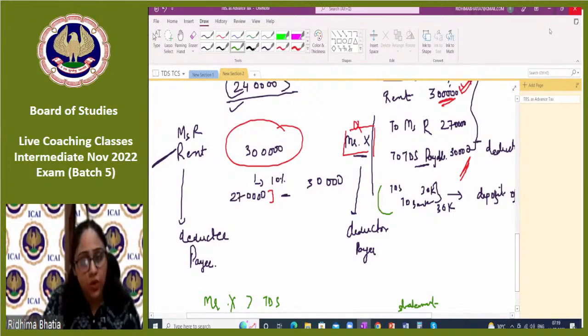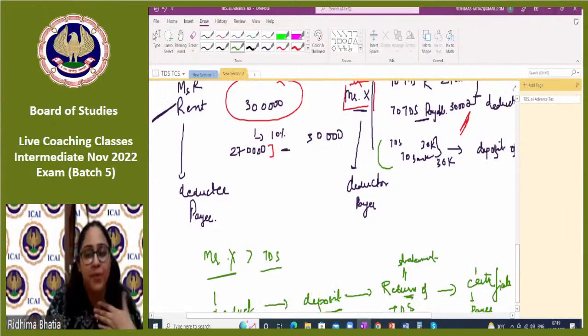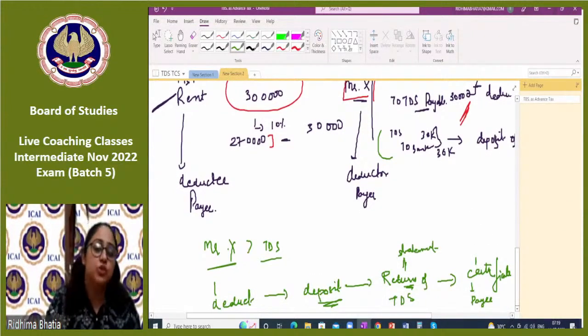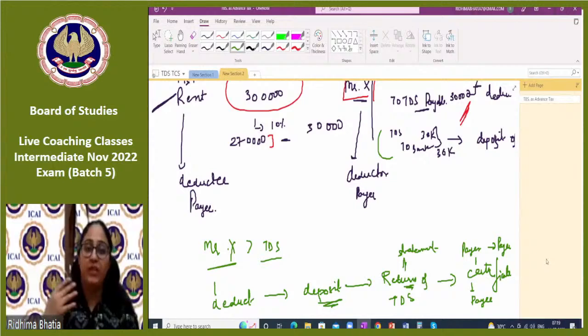So to ensure that he has deducted the TDS and deposited it to the government on my behalf, a certificate is issued by the payer to the payee. So it's not a certificate which you make at home. It's a certificate which is generated after the return is filed, in Form 16 or 16A. So this is the entire story of TDS.